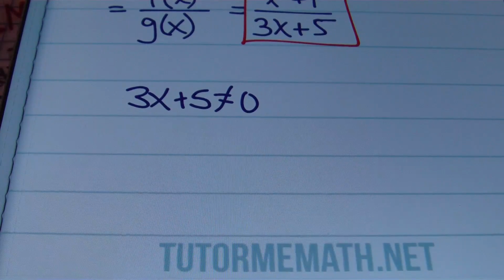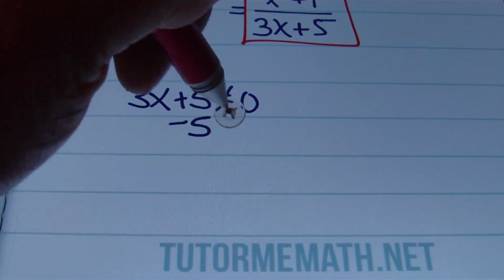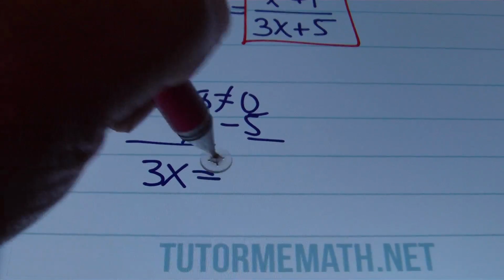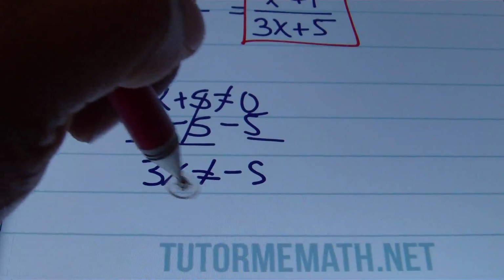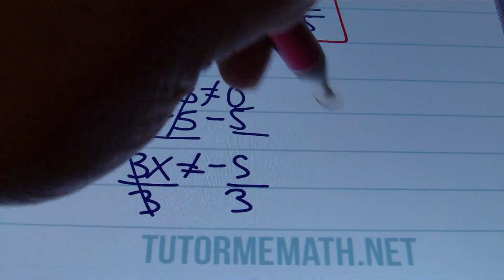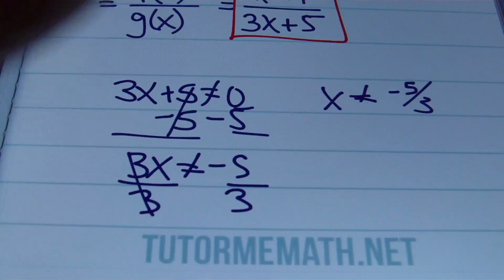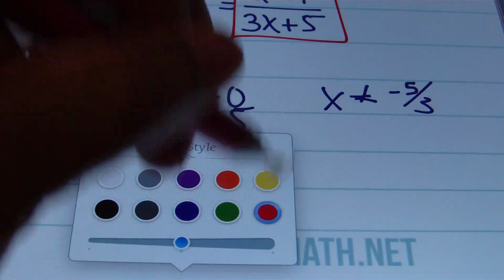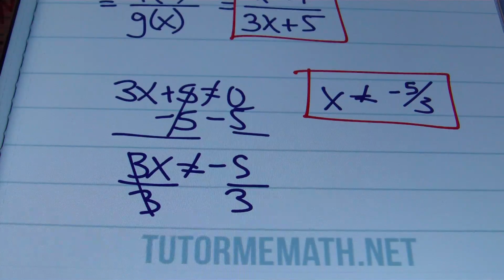So we'll solve for it. I'll subtract 5 from both sides and end up with 3x cannot equal negative 5, and then dividing both sides by 3, I find that x cannot equal negative 5/3. For some teachers, that's going to be fine. That'll be the answer: your domain is x cannot equal negative 5/3.